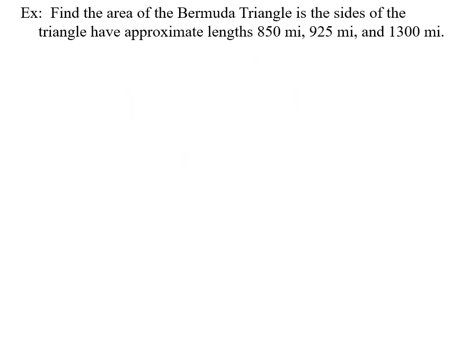So let's do one more. What is the approximate area of the Bermuda Triangle if the sides of the triangle are about 850 miles, 925 miles, and 1,300 miles? So you're looking for from Miami to Bermuda, and then Bermuda down to, I think, Havana maybe, or somewhere in that area, and then back up to Miami. You got to find the s first. So I would do s is 1/2 of the 3 sides added together, the 850, the 925, and the 1,300. So 850 plus 925 plus 1300 is 3075.